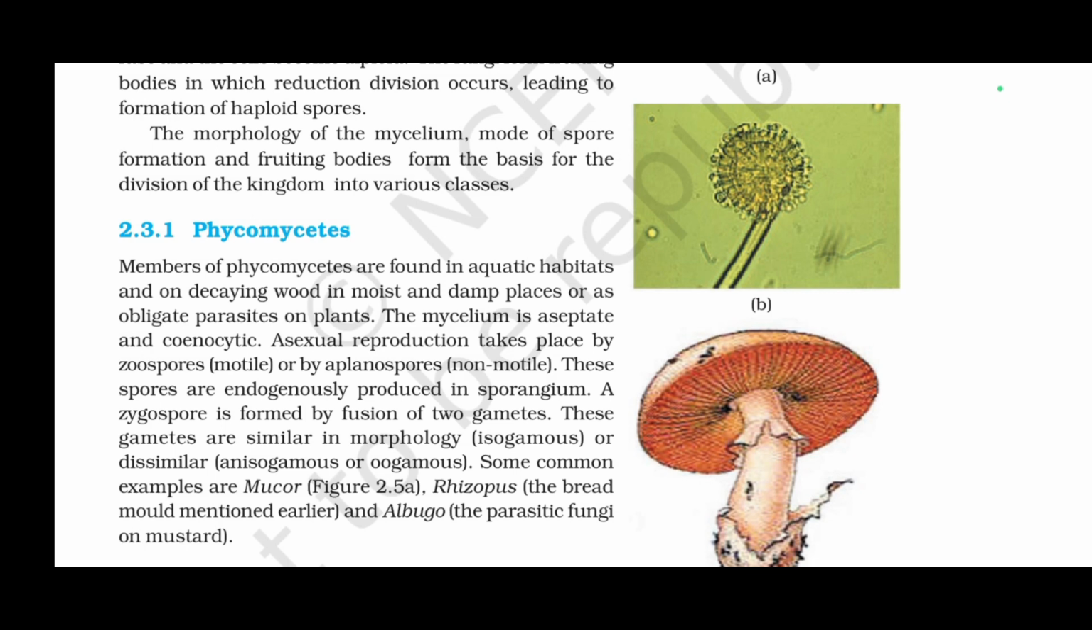Asexual reproduction takes place by zoospores, which are motile, or by aplanospores, which are non-motile. These spores are endogenously produced in sporangium. A zygospore is formed by fusion of two gametes. These gametes are similar in morphology, isogamous, or dissimilar, anisogamous or oogamous. Some common examples are Mucor, Rhizopus the bread mold, and Albugo, the parasitic fungus on mustard.